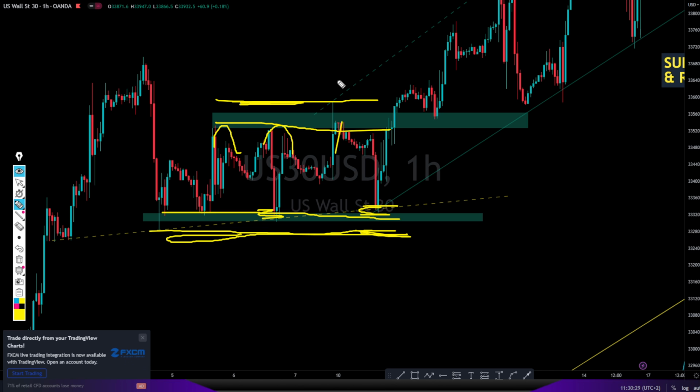Let me just repeat that. Resistance and support levels are useful for traders because they can help them decide when to enter or exit a trade, or where to place their stop loss and take profit orders, and how to anticipate potential reversals or continuations of the market trend. I hope this makes some sense, guys.